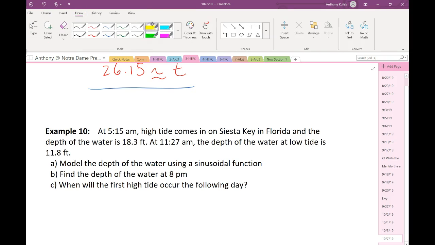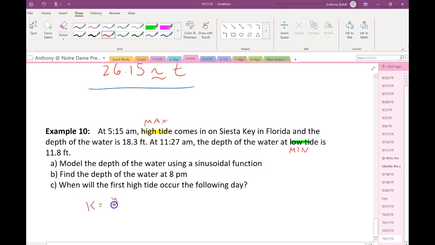So, what kind of function should I be using here? Sine or cosine? Cosine. Why do you say cosine? Yeah, so when I see high tide, what I really think of is maximum. And when I see low tide, I really think minimum. Everybody's okay with that?